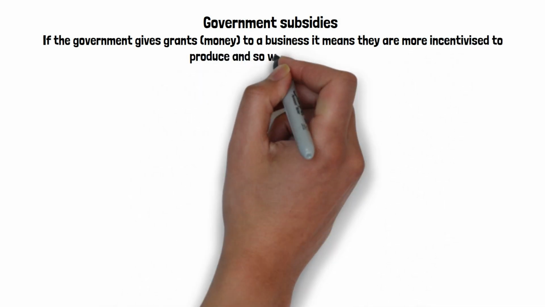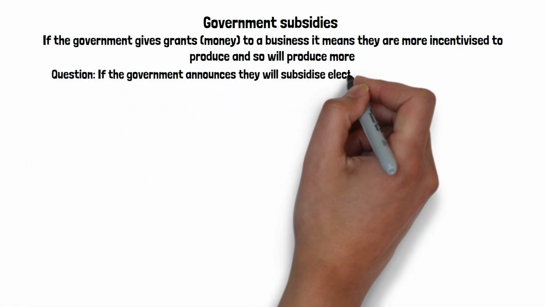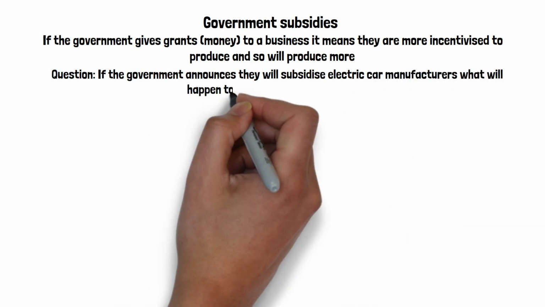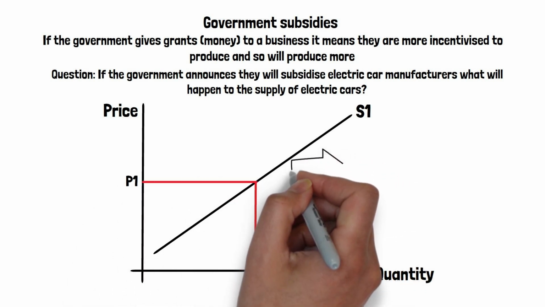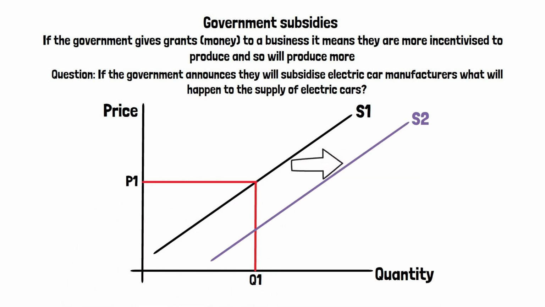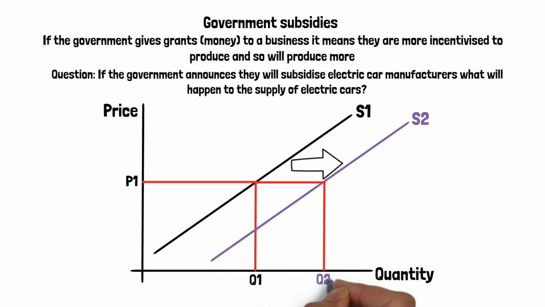And this of course means a reduction in the business's costs. So here is an example question. If the government announces they will subsidize electric car manufacturers, what will happen to the supply of electric cars? Now pause the video and have a go. The answer is that since the subsidy would mean lower costs, car firms would be willing to supply more, and so the curve shifts to the right from S1 to S2, meaning quantity supplied moves over to Q2.